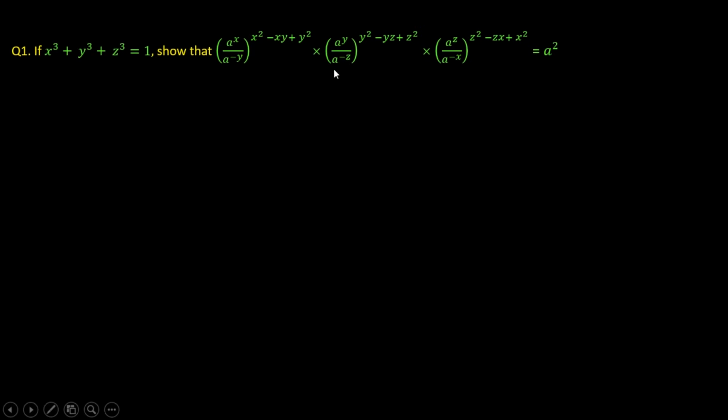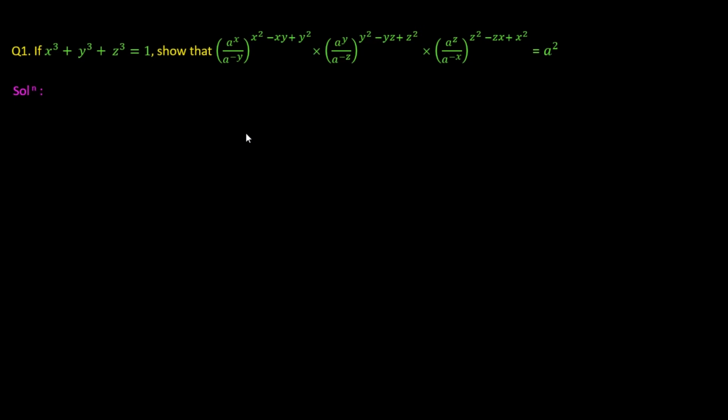to the power y upon a to the power minus z whole y square minus yz plus z square times a to the power z upon a to the power minus x whole z square minus zx plus x square equal to a square. So you have to show this LHS is equal to RHS, and you have to solve LHS and find its value is a square. Okay, so let's start our solution.